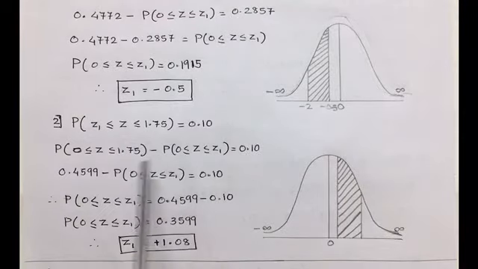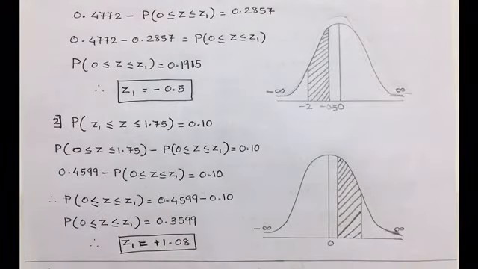Taking 0.10 to the other side and shifting 0 to Z1 to the other side, subtracting it, we get 0.3599. So the area from 0 to Z1 is 0.3599. Now again in the table we have to find for which value of Z we get this as the area.